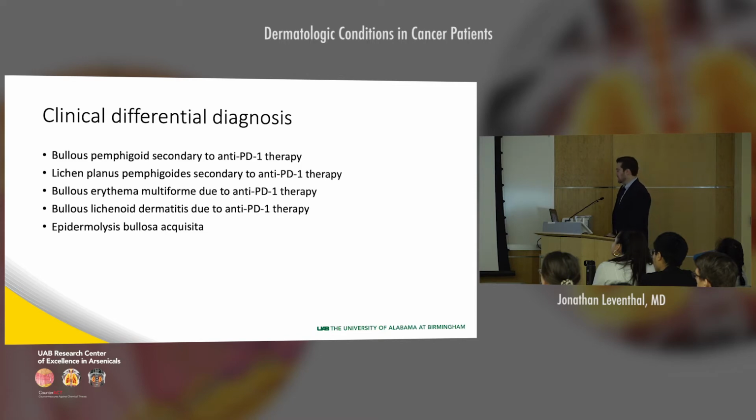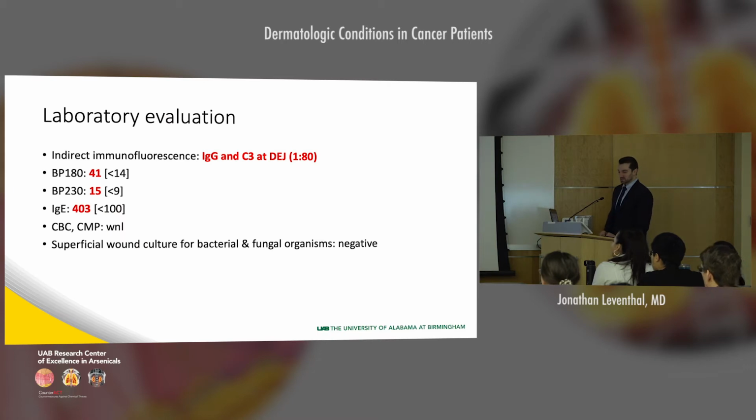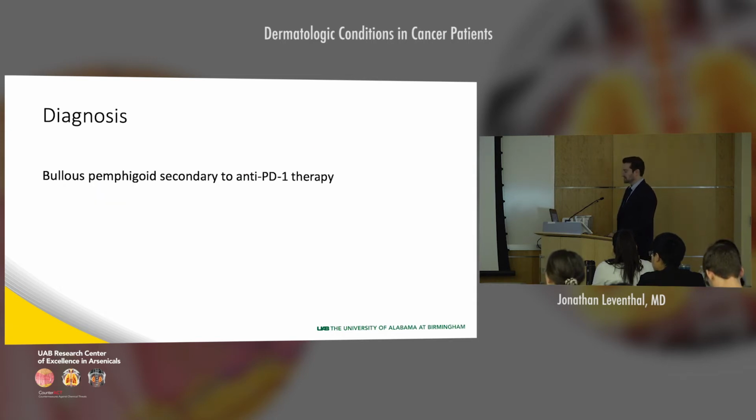So clearly, histopathology and direct immunofluorescence are going to help us narrow this differential. And so histopathology was obtained and showed a subepidermal cleft with eosinophils, and direct immunofluorescence was positive for IgG and complement, consistent with bullous pemphigoid. Indirect immunofluorescence was also consistent with bullous pemphigoid, and titers for BP180 and BP230 were also positive. I often check IgE levels in these patients, and as I'll discuss, they might be interesting and have some therapeutic implications. And so the patient was diagnosed with bullous pemphigoid secondary to anti-PD-1 therapy.